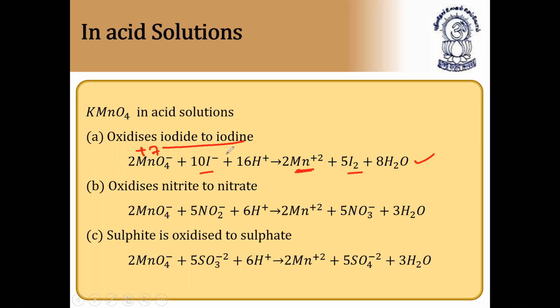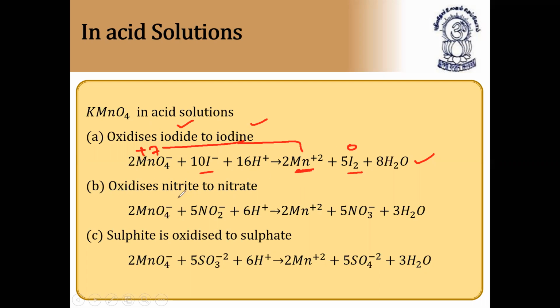The oxidation state of iodine is minus 1 to 0. So it is oxidation, because minus 1 changing to 0 means an increase in oxidation number. And +7 changing to +2 means a decrease in oxidation number. So on the whole, it is a redox reaction. Iodine minus changes to iodine 0, an increase in oxidation number, so it brings about oxidation of iodide ions to iodine.